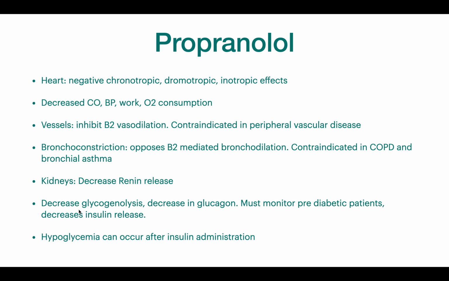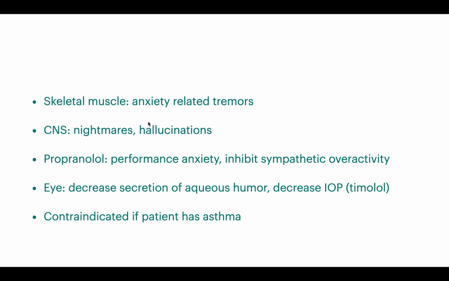Propranolol also works to decrease glycogenolysis and glucagon. So this is bad in pre-diabetic patients because it can decrease the insulin release, which is what they need. So we have to monitor these patients pretty carefully. And in the muscle, unfortunately, this can increase anxiety-related tremors. In the CNS, it can result in nightmares or hallucinations.